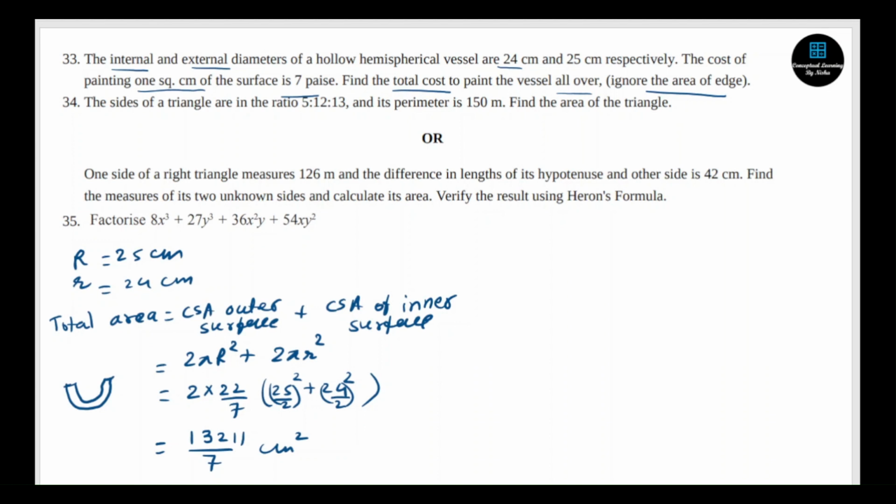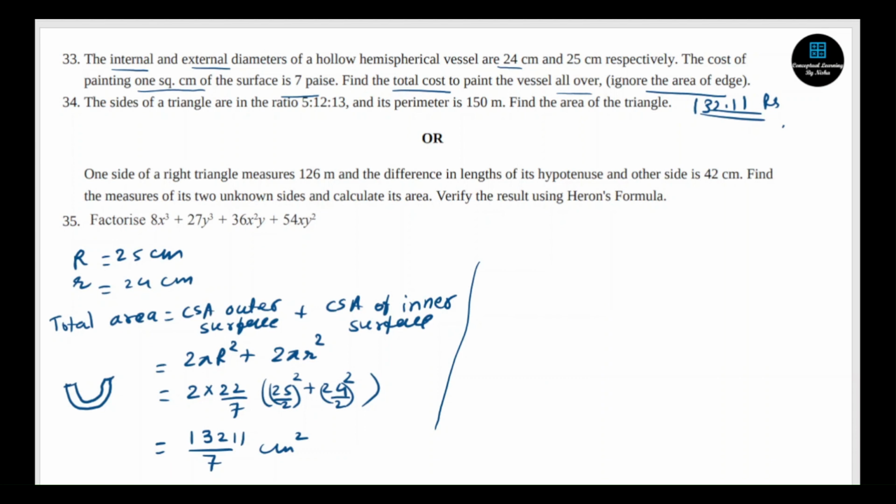Now the cost, so total cost is what? You have to multiply it by 7 paise. So 7 upon 100. So the cost will be, now what you will get, 132.11 rupees. Okay, write this properly. Find the total cost here. Okay, write the steps properly so that you will get all 100% marks.